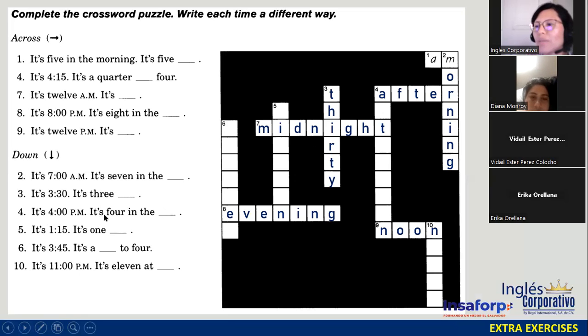Number 4. It's 4 p.m. It's 4 in the... afternoon. Muy bien, in the afternoon, okay. Number 5, it's 1:15. ¿Cómo deletreo 15 en inglés? ¿Ve? Repitan. F-I-F-T-E-E-N. 15, muy bien. La siguiente, it's 3:45, o sea, it's a quarter to four, ¿verdad? Y pues ya nos aparece ahí la respuesta de la número 10. It's 11 p.m., it's 11 at night, ok. Muy bien, excelente.